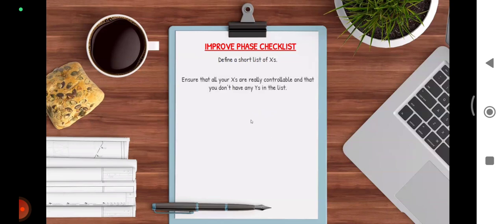And then you should actually ensure that your X's are really controllable and you don't have any Y's in the list. That's why you see our X here was basically missing information, being caused by the font, the type of information, and also the type of the information that has been provided. And then also you should establish your improvement approach, okay?